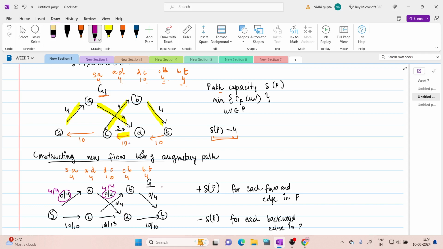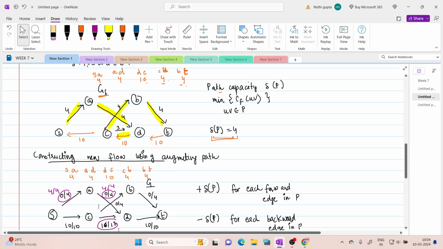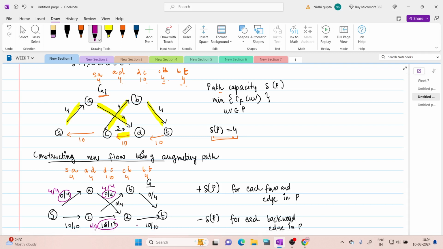Now DC was a backward edge. Therefore, we'll subtract the path capacity from DC. It was originally 10, then we subtract the path capacity, which is 4. So now this will become 6 by 13.